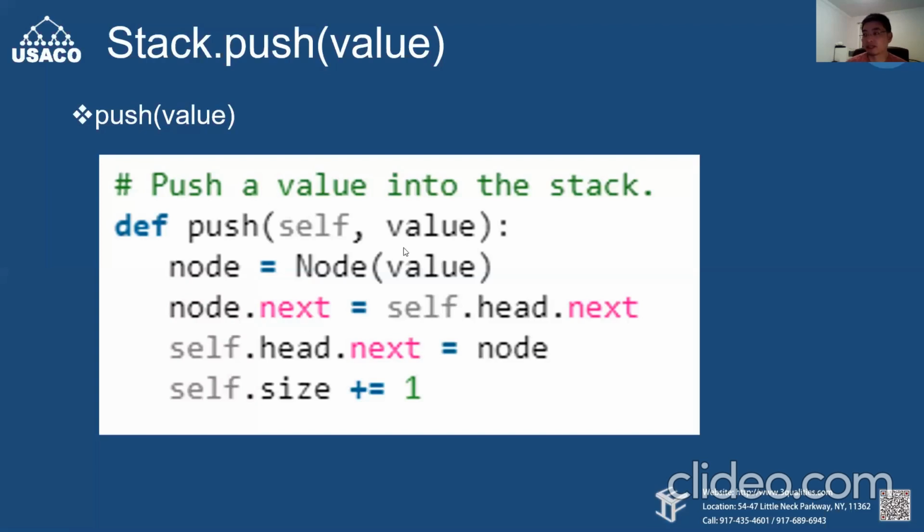This push function takes a value. Okay, let's take a look one by one. The push function takes a value, right? And then we're gonna create a node object from the node class of the value. Which means what? I'm passing the value, and I'm gonna create a node for the value. Okay. So then, how am I gonna use the node? Node.next equals to self.head.next.